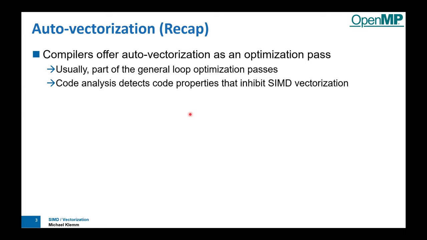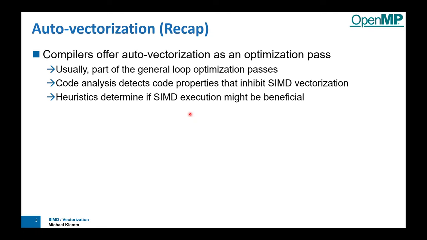If we understand that enough, so that we know there is nothing in the code that would harm SIMD vectorization, then the compiler will apply some heuristics to figure out: will it actually be beneficial if we run this using SIMD instructions, or would you rather get lower performance? Again, this is more like a guesstimate by the compiler, because we don't know the full structure of your code. We don't know the full size of your input data.